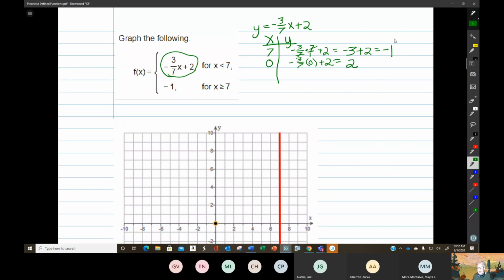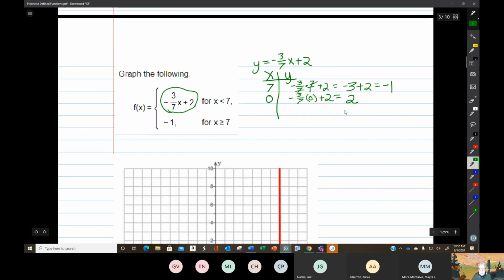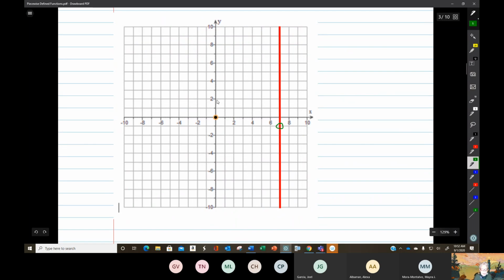Now at x equals 7, y is going to equal negative 1. But x cannot equal 7, so that's where I put an open circle right here. Then at x equals 0, y equals 2, there's no problem with that. So now I'm going to graph a line through what would be x equals 7 and through x equals 0, which is y equals 2.